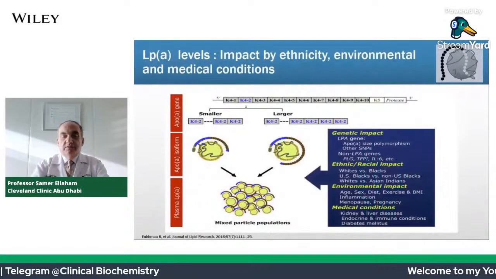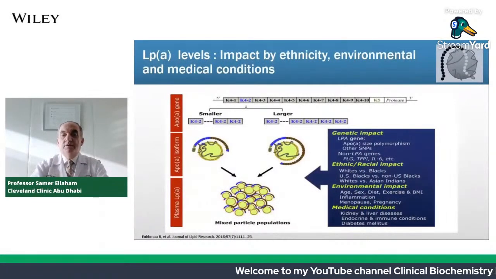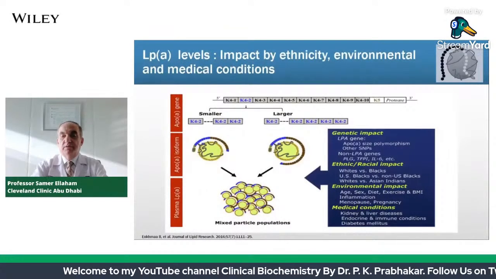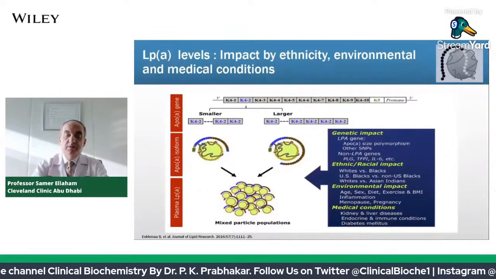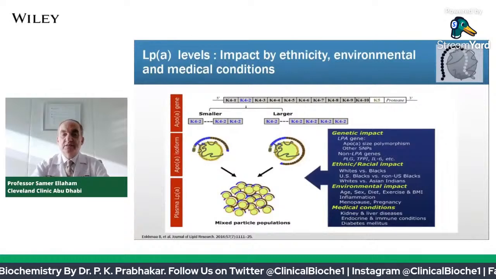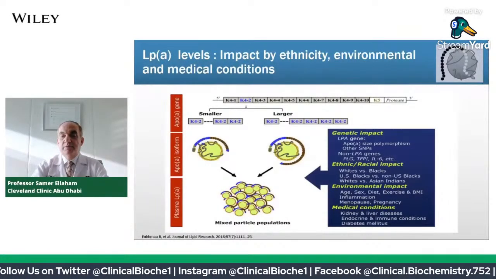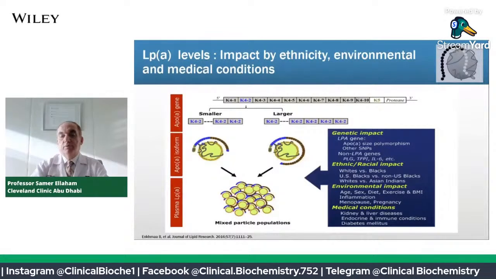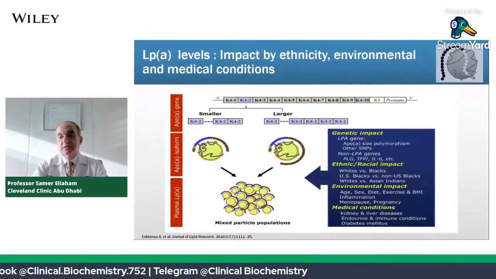This slide, I could literally spend an hour discussing. I'll be as brief as I can: the impact of ethnicity, genetic component, the environment and medical conditions. Very briefly, this is from a very interesting paper published in 2016, looking at the apo(a) gene, the isoform, and the plasma Lp(a). There is a genetic component looking at the apo(a) size polymorphism. I already spoke about it, and the SNPs.